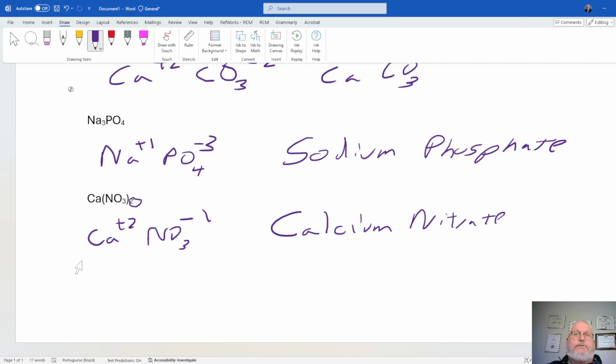All right, guys, that's it. Now, I didn't have to write anything with Roman numerals because I didn't have any transition metal cations. But you would do the same thing. You can figure out these charges or these names from looking at the charges. All right?